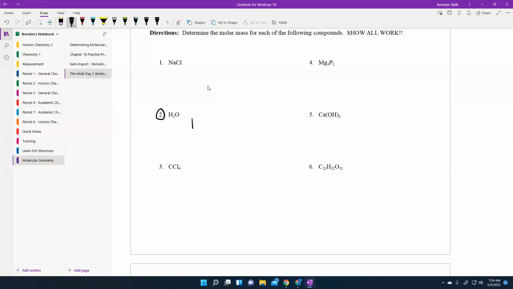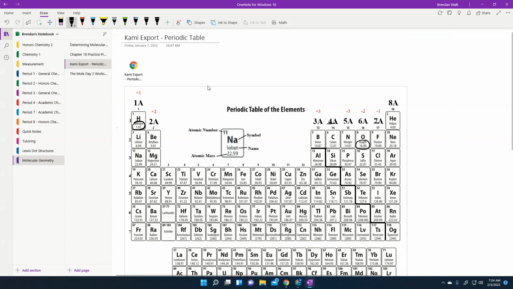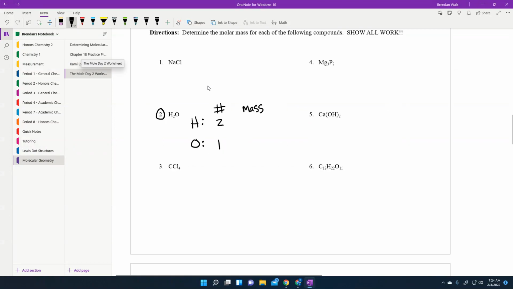But I'll do it here real quick just so that we know. We said the first step is to list out the elements that are in the compound, hydrogen and oxygen in this case. We need to know how many of each are in the compound. So for hydrogen, it's obviously 2, and for oxygen, it's 1. We need to multiply those by their masses, and we get their masses from the periodic table. Hydrogen's right over here, 1.01. Oxygen is 16. Like I said yesterday, you guys can round those numbers.